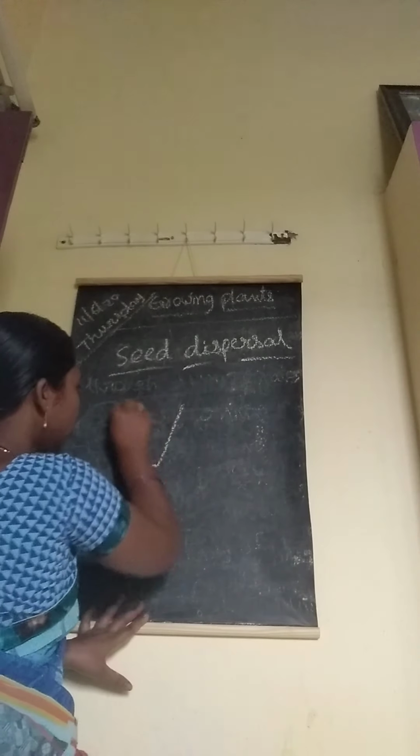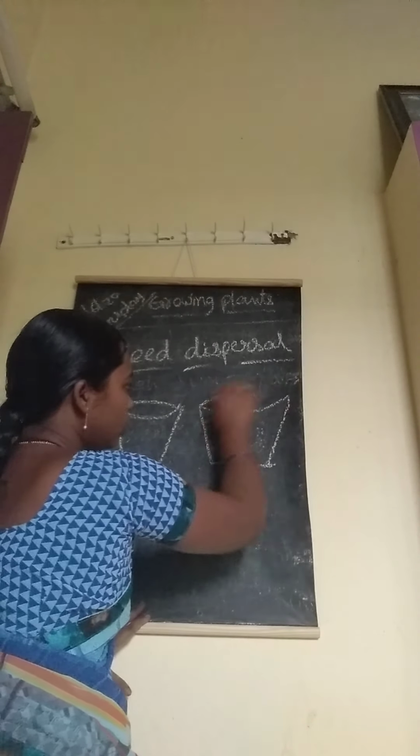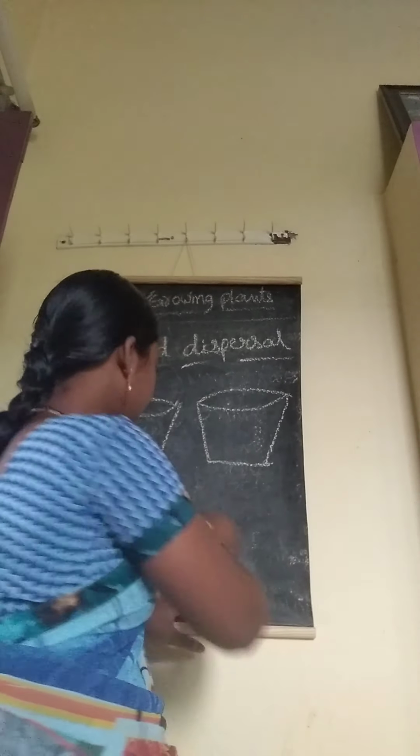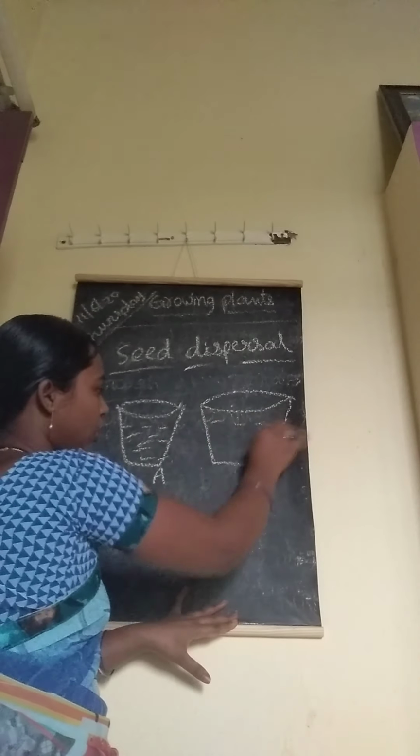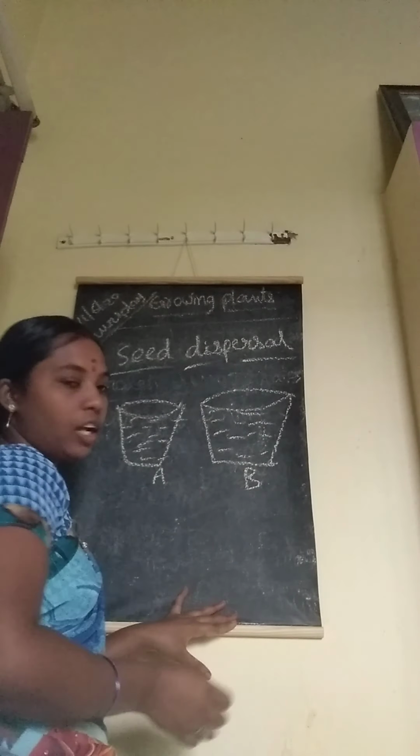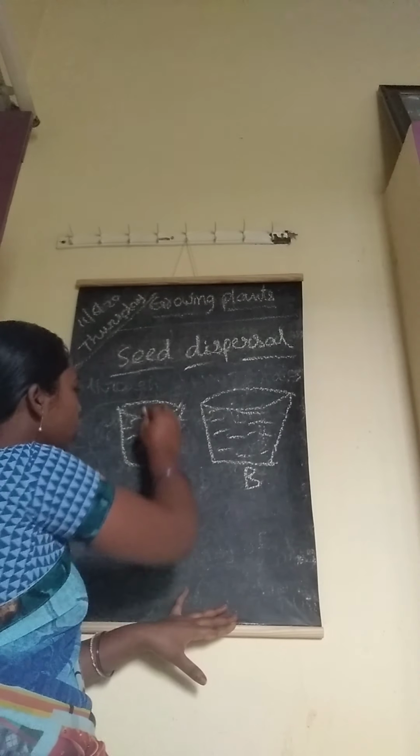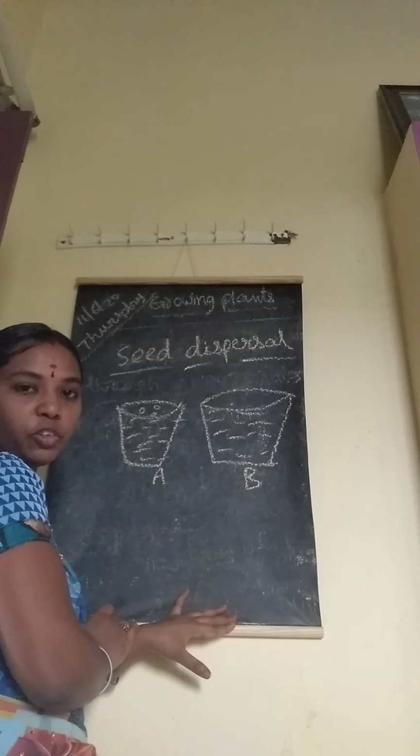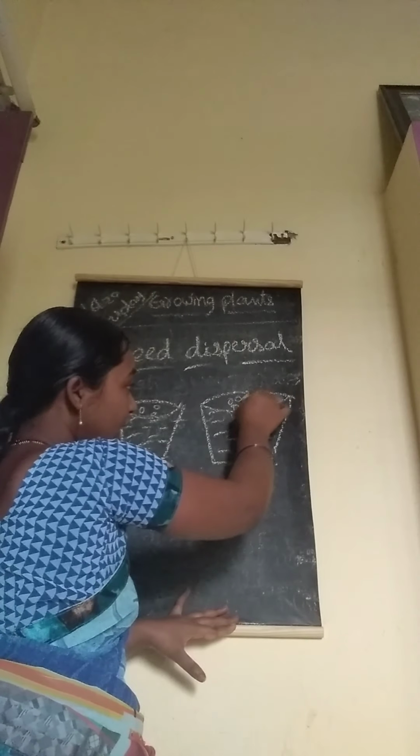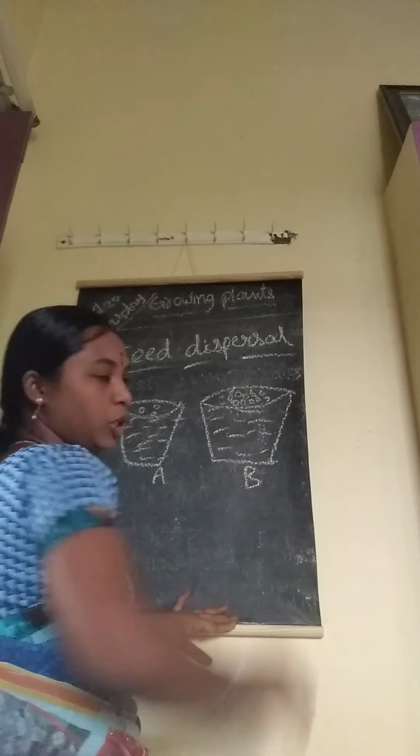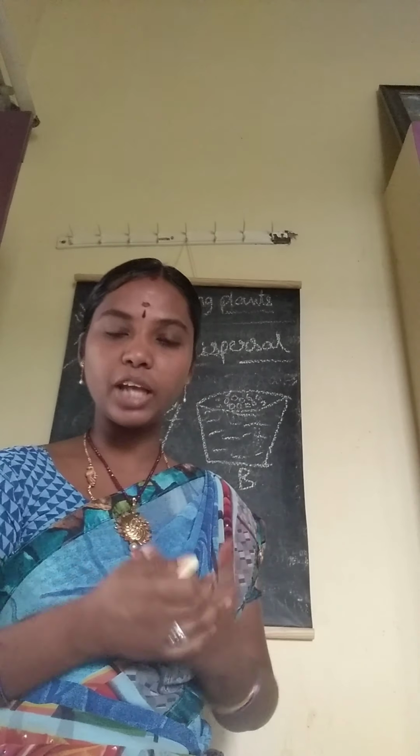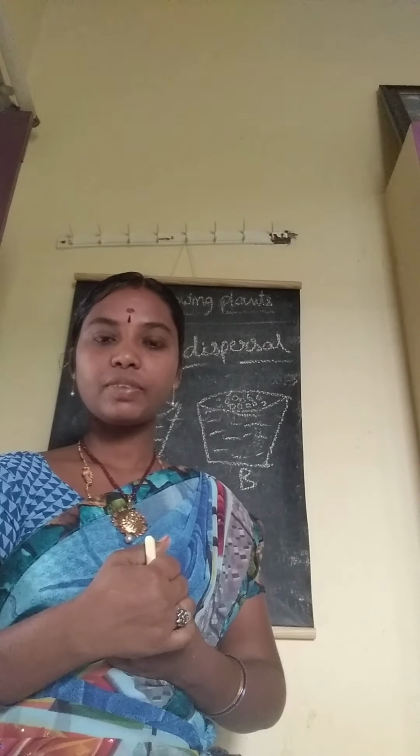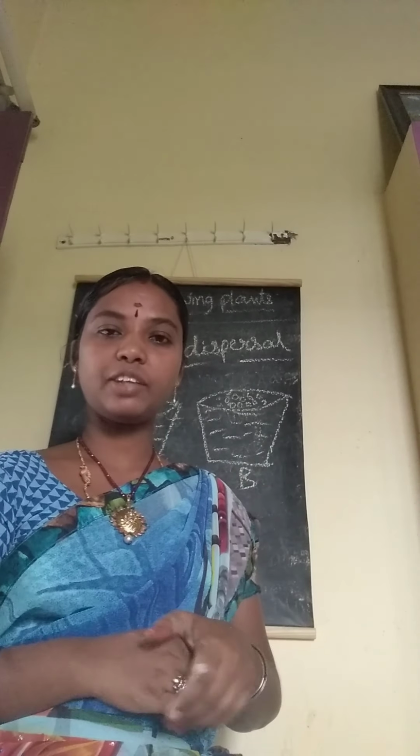For this, we do an activity. You take 2 pots. We name them A and B and pour soil into the pots. Into the first pot, you sow 2 or 3 seeds only, and you sow many seeds into the B pot. You water them regularly. What will happen after some days? Now we will check. You have to observe one thing from this activity.